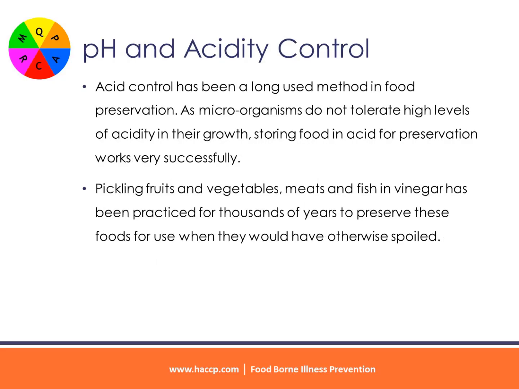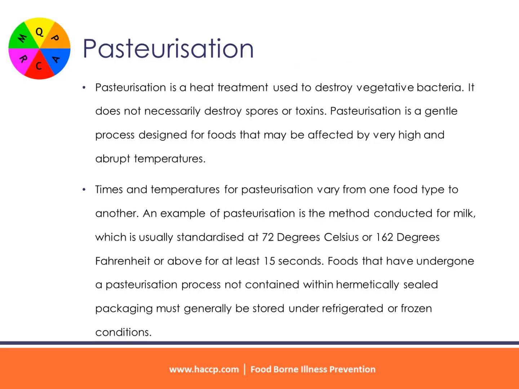pH and acidity control. Acid control has been a long-used method in food preservation. As microorganisms do not tolerate high levels of acidity in their growth, storing food in acid for preservation works very successfully. Pickling fruits and vegetables, meats and fish in vinegar has been practiced for thousands of years to preserve these foods for use when they would have otherwise spoiled.